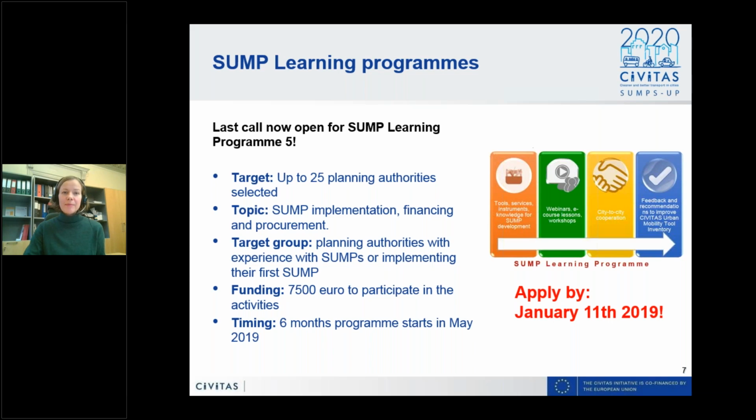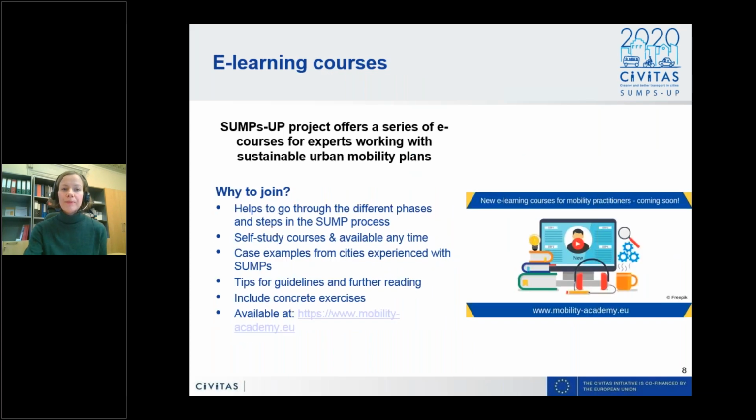And the selected planning authorities will receive 7,500 euros to participate in those activities. And the program is scheduled to start in May. So if you wish to apply, the call will close on January 11th next year. And there is a lot of information available on our website about the call.